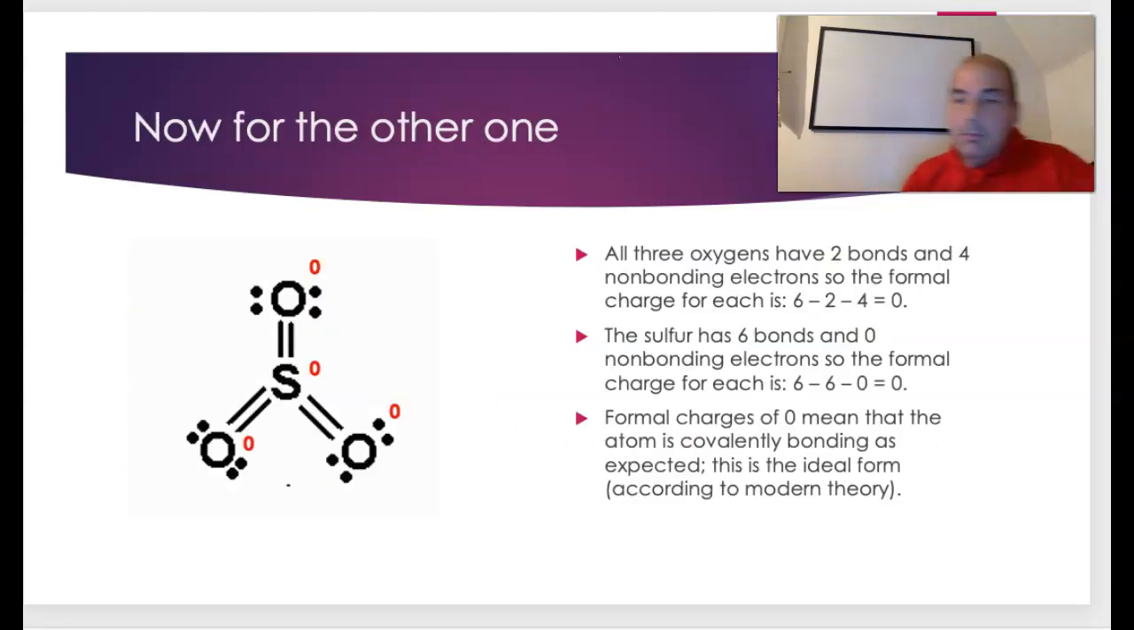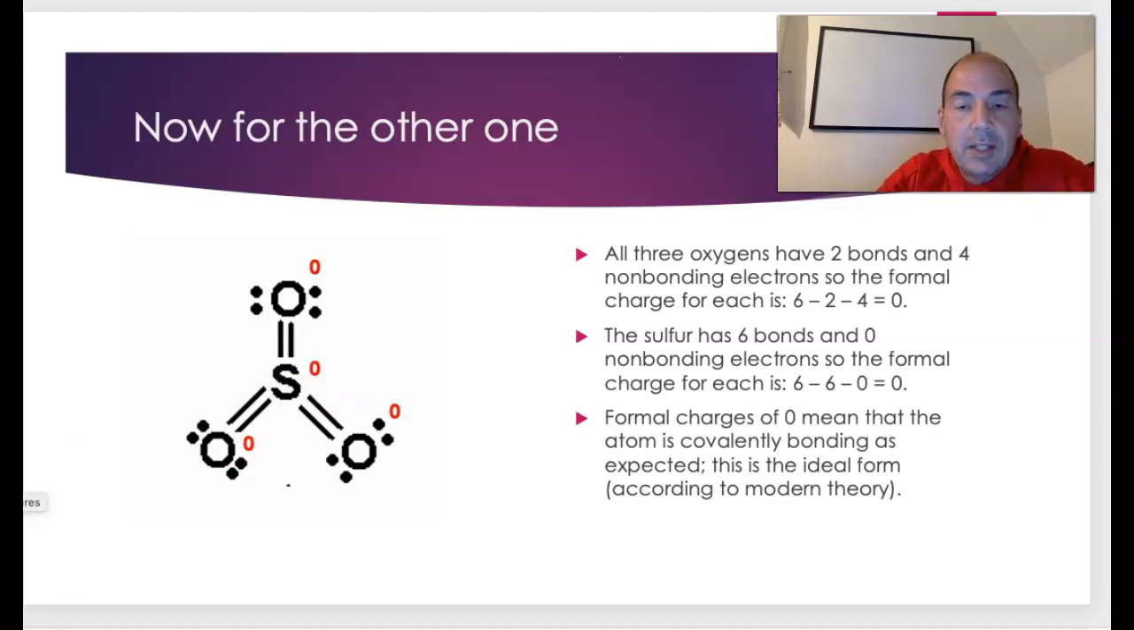Now, if we look at the other model, each of the oxygens is doing the exact same thing. So we have 6 valence electrons minus 2 bonds minus 4 dots, that's 0. So each of the oxygens is 0. And then for the sulfur, 6 valence electrons minus 6 bonds and no non-bonding electrons means that it's 0. Everything is 0. That's probably the way things want to behave. Okay, that's more of the ideal as is being defined nowadays.